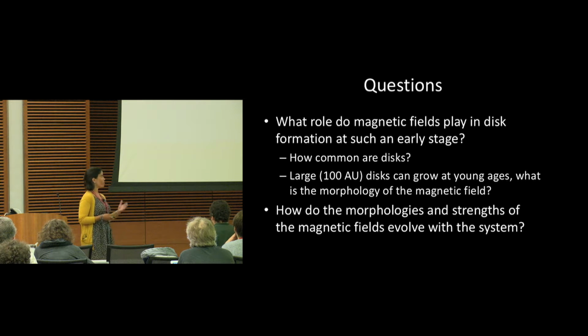And finally, we have a lot of observations of disks in more evolved protostars. So how does the magnetic field change over time? If we observe the morphology at the very youngest stages, what does it look like compared to that of more evolved systems? When I say youngest stage, I'm talking about class zero objects.